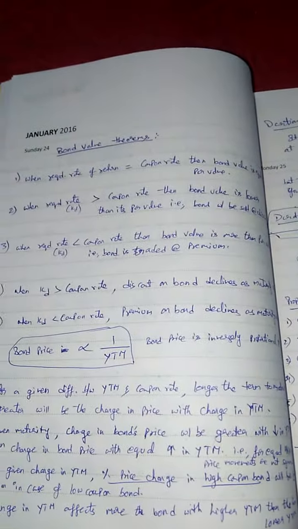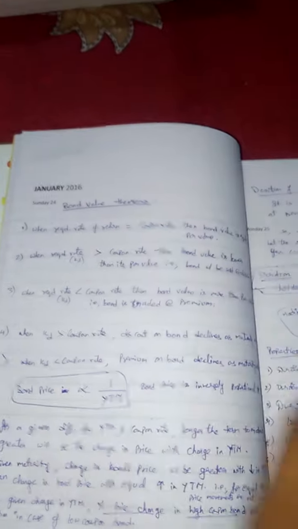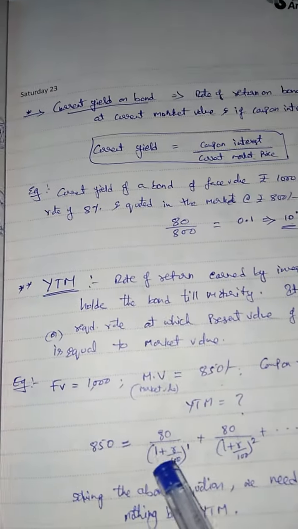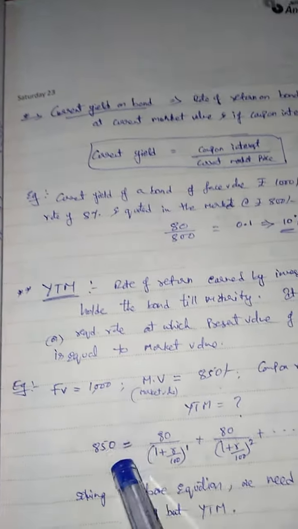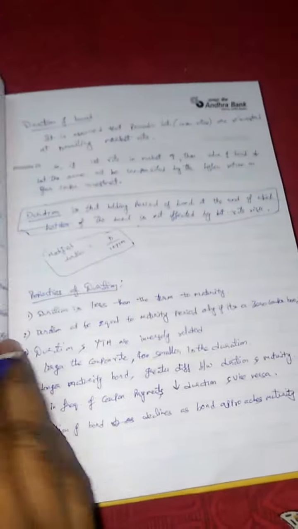When required rate of return is equal to coupon rate, then bond value will always be equal to par value. That is nothing but when this coupon rate is equal to the market rate, then bond value, or market value, will always be equal to par value.